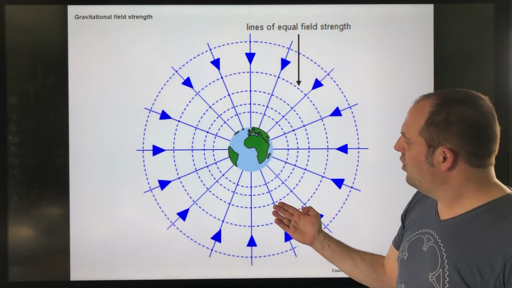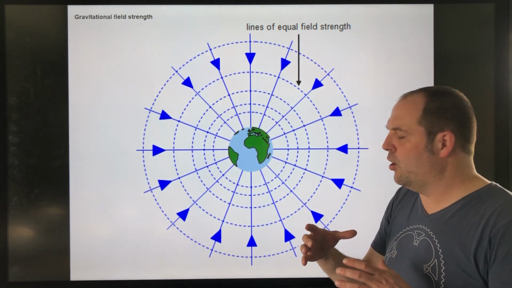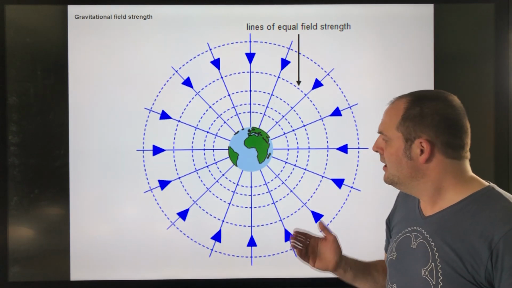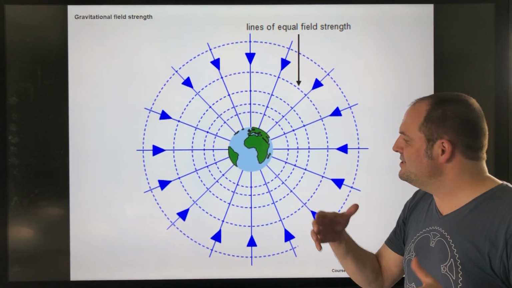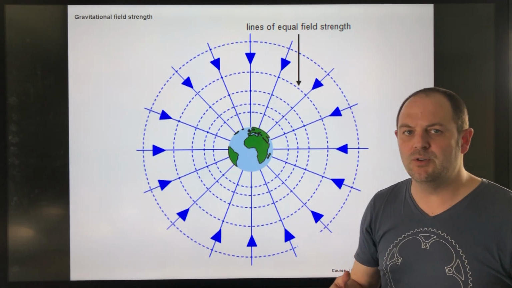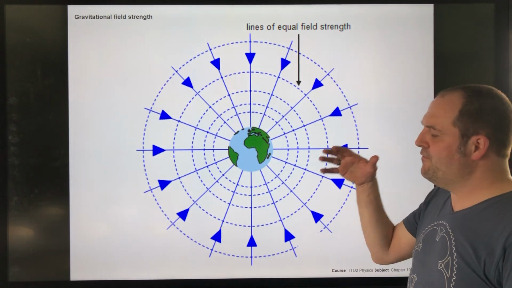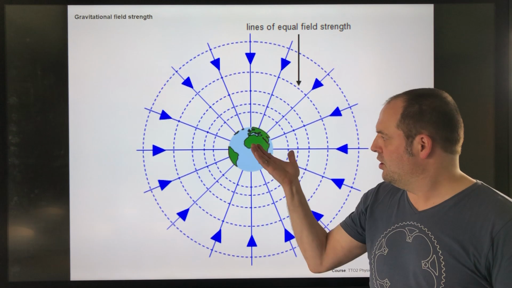And you see if you're closer to the Earth, the lines come closer together, and it tells you that the gravitational field strength is increasing. If you go away from the center of the Earth, you see that the distance between those lines is getting bigger, and it tells you that the gravitational field strength is getting less. So getting away from the Earth will reduce the gravity force pulling on you caused by the Earth.